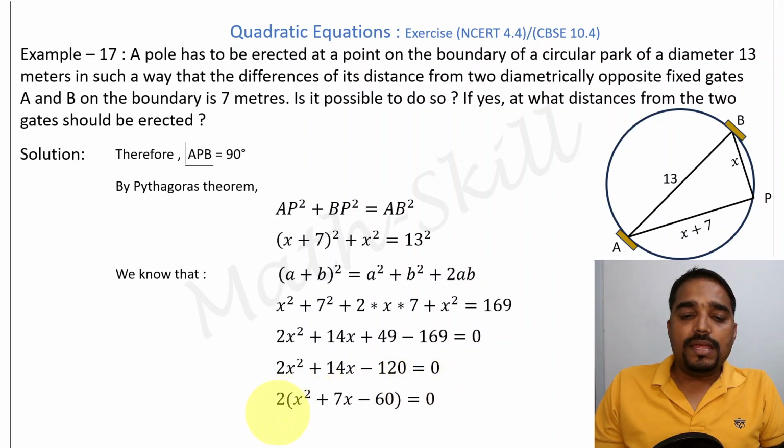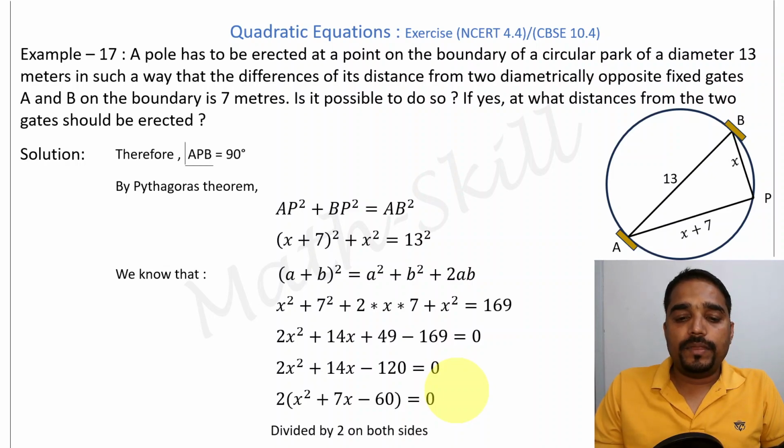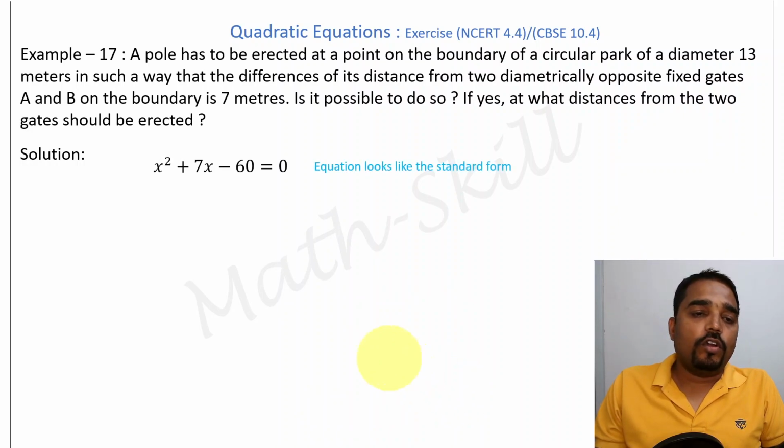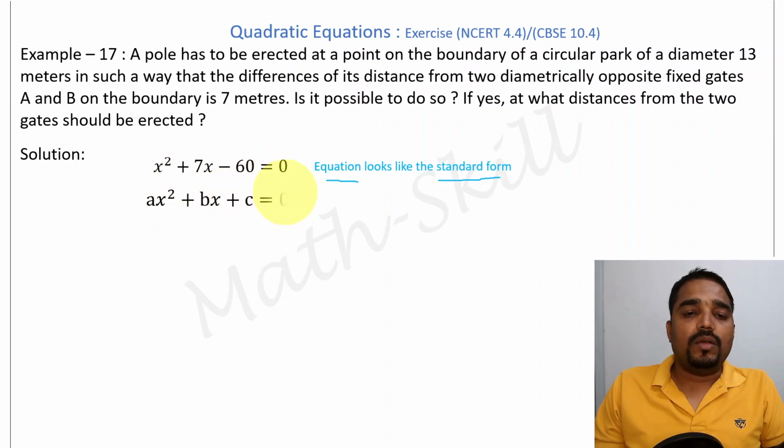So dividing by 2 on both LHS as well as RHS, 2 would be cancelled on LHS, and on RHS 0 divided by 2 is 0. So we have got the equation as x square plus 7x minus 60 equals 0. Now this equation looks like the standard form of quadratic equation, that is ax square plus bx plus c equals 0.